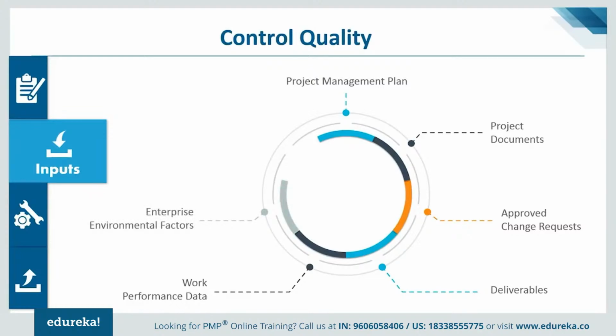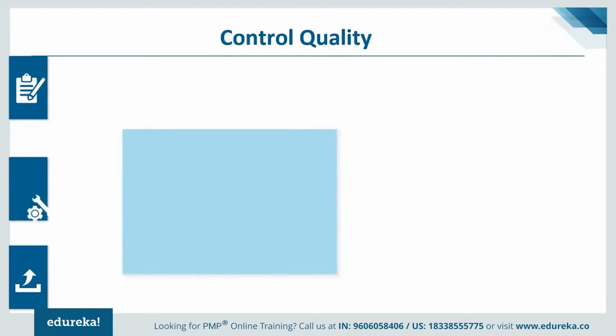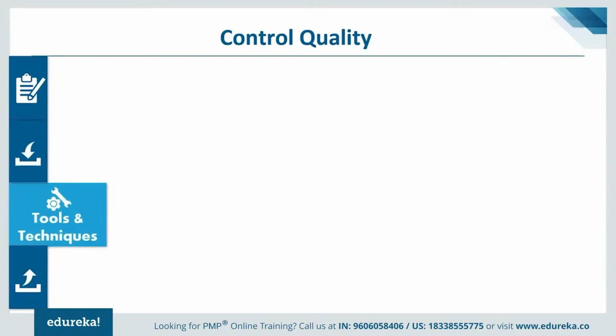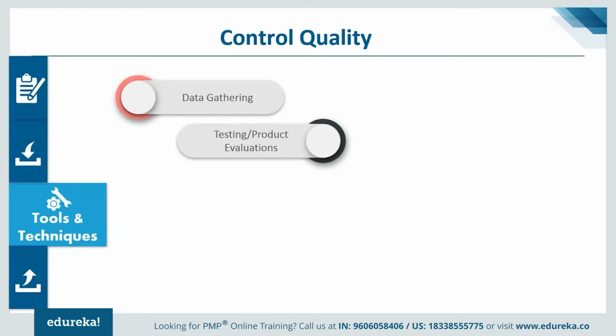Enterprise environmental factors and organizational process assets is something which is standard, which will really help us in referring to certain things that are there at an organizational level. And then we talk about certain tools and techniques which will help us in performing these tasks. So let's talk about what are those. One is data gathering. We did speak about some of the examples of how we gather data.